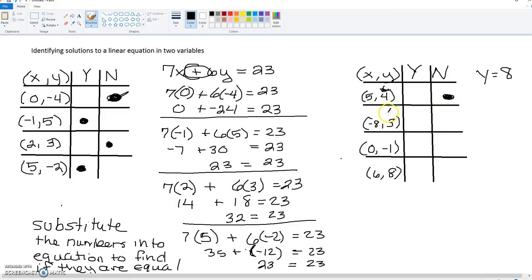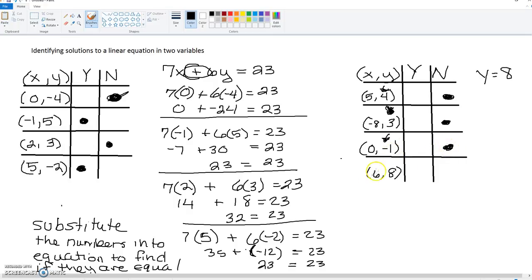We're going to the next point. Again, we're looking at the y. It's a horrible arrow. So, does our 8 equal 3? No. Okay, we're going to go to the next point. Oh, that's a better arrow. Negative 1. Is that the same as 8? No.